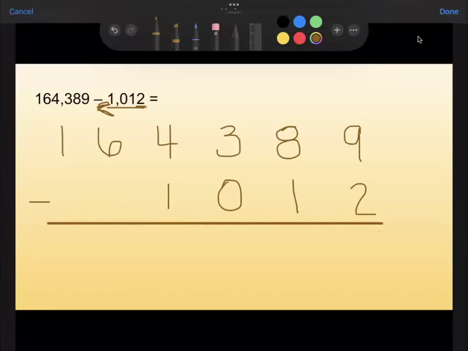Okay, so back to the ones place. 9 minus 2 is 7. 8 minus 1 is 7. 3 minus nothing is 3. 4 minus 1 is 3. 6 minus nothing is 6. And 1 minus nothing is 1. Our final answer here should be 163,377.